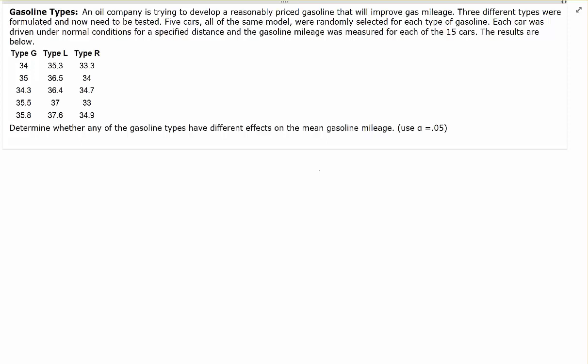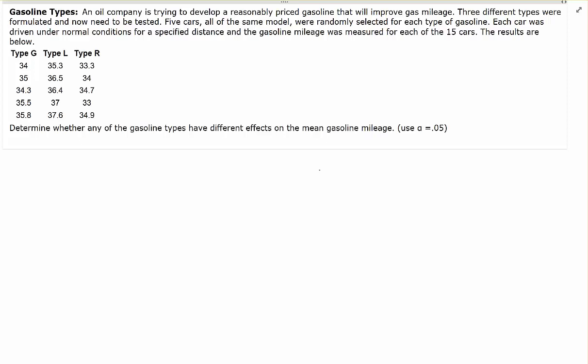So we have 3 types of gasoline: type G, type L, and type R. Each type of gasoline was tested on 5 randomly chosen cars of the same model. Determine whether any of the gasoline types have different effects on the mean gasoline mileage. Use alpha equal to 0.05.